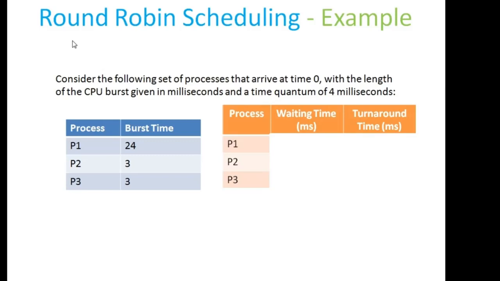You will be given the set of processes and their burst times along with the time quantum. With these details you have to draw the Gantt chart, with which you will be able to find out the waiting time and turnaround time of each process, and finally the average waiting time and average turnaround time. So let me explain the Gantt chart.